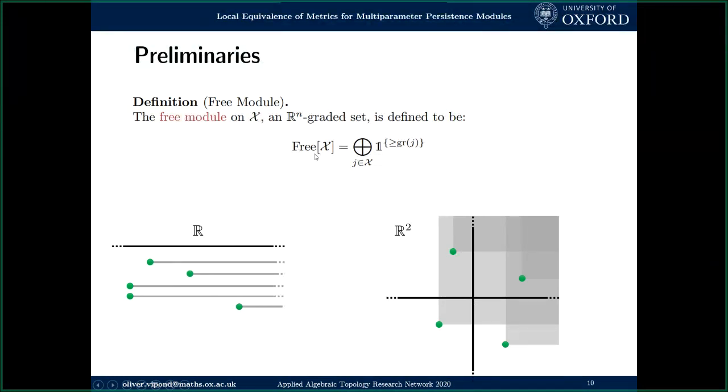And these free modules are free in the sense of a free group, in the sense that if you give a morphism of this graded set to a module, that will then induce a morphism from the free module on this graded set to the image.